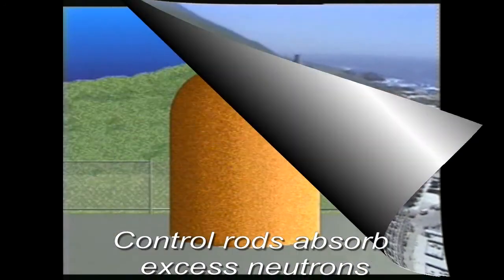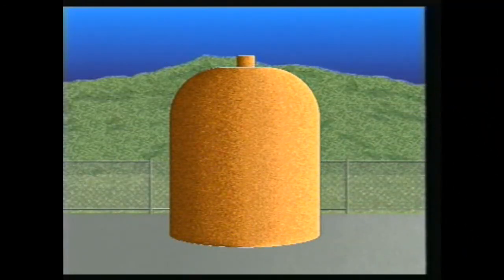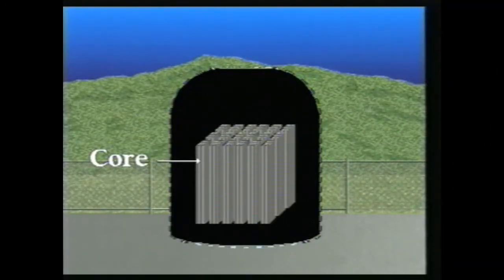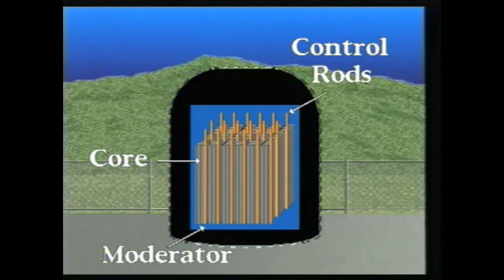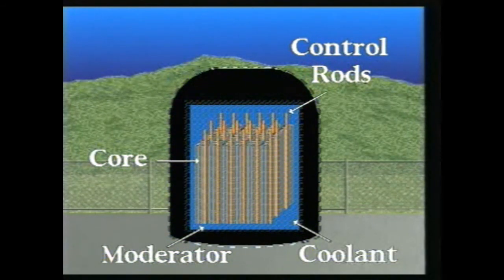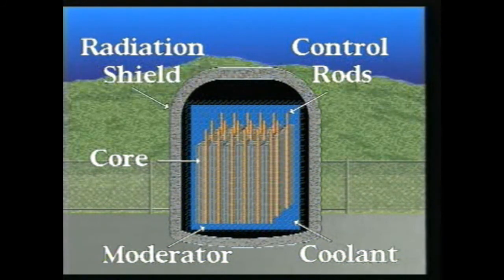The components of a thermal fission reactor are a core of fuel, uranium, plutonium or thorium; moderators to slow down neutrons to the right speed, usually water but sometimes graphite; control rods to soak up extra neutrons; coolant, usually water but sometimes a gas; and radiation shields to protect people and equipment.